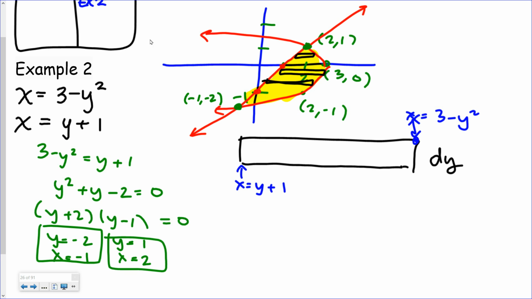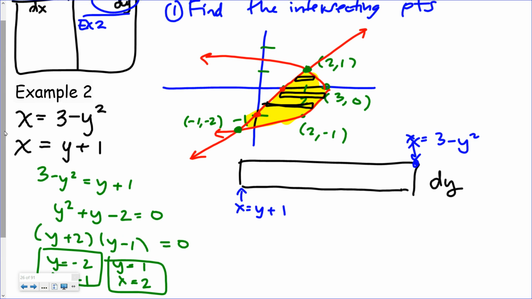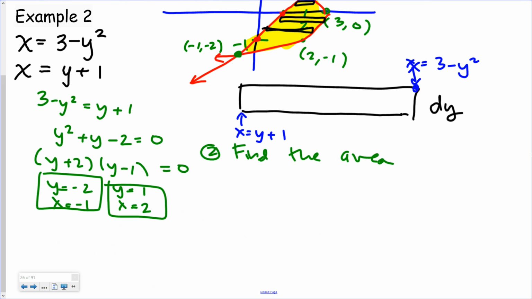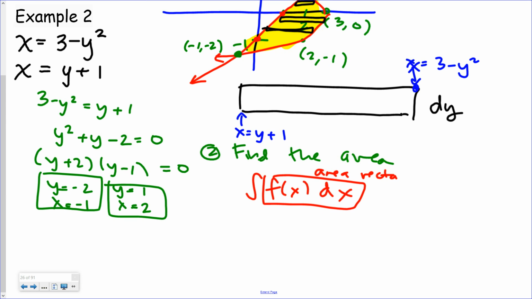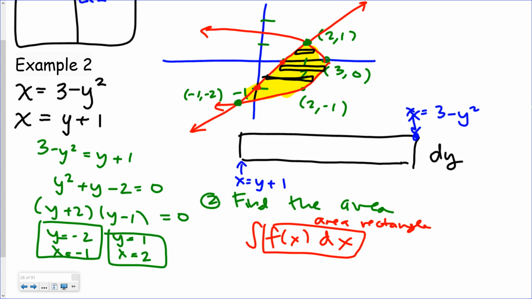Now, how do I set up the area? The first thing you're going to do is find the intersecting points, which we've done. The second thing you're going to do is find the area. Remember, guys, the area is the integral of f of x dx, basically. But this f of x dx is really just the area of one rectangle. You want to make sure the formula is always the same for every rectangle that you draw. Draw another rectangle and see if it fits the same formula. Make sure that all the rectangles you draw fit the same formula. If it doesn't, then you need 2 integrals instead of 1.